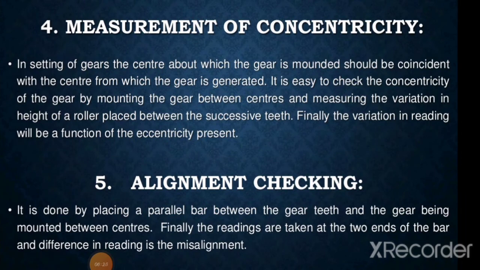Now we will see the next, that is measuring concentricity. In measurement of concentricity in setting of gears, the center about which the gear is mounted should coincide with the center from which the gear is generated. Here the variation in reading will be a function of the eccentricity present.